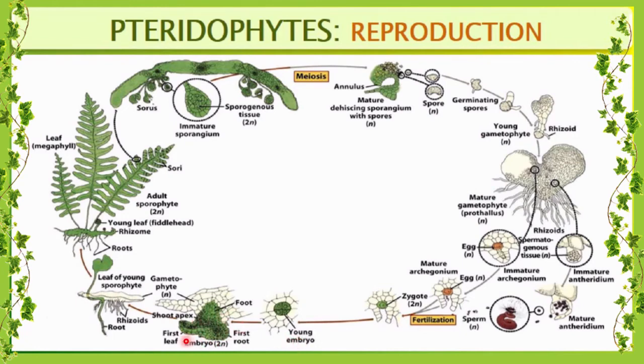Okay, here you can see this is the first leaf, first root, like this. It will develop more and more, and after maturation, here you can see it will generate the leaf of a young sporophyte. So in this way, this whole cycle will be completed in the case of a pteridophyte.